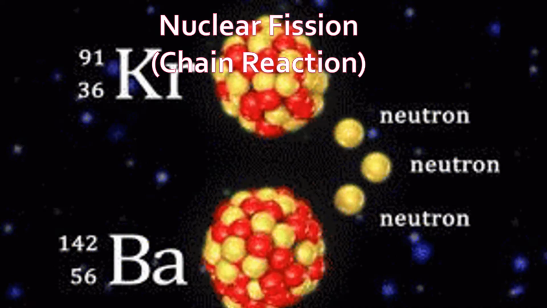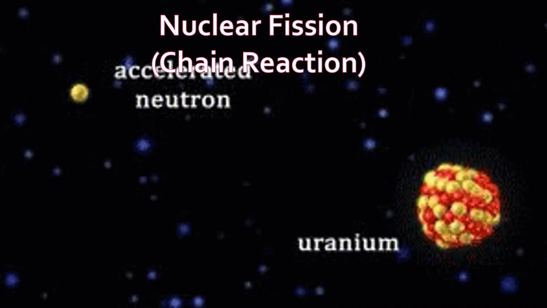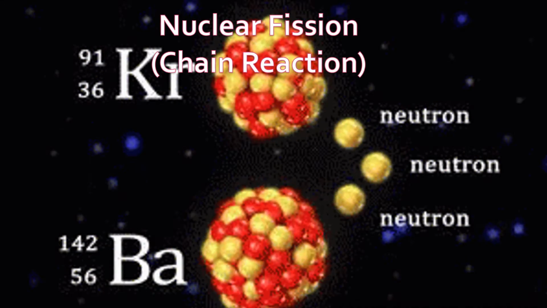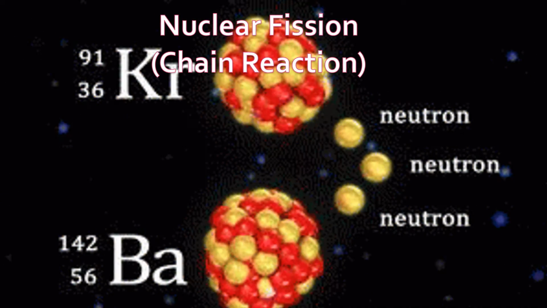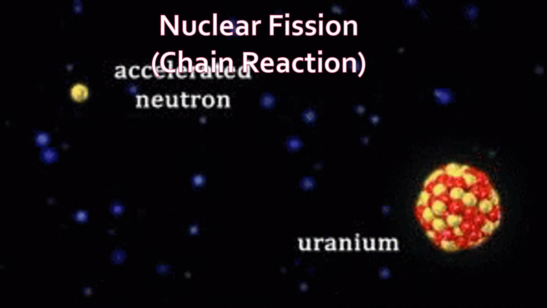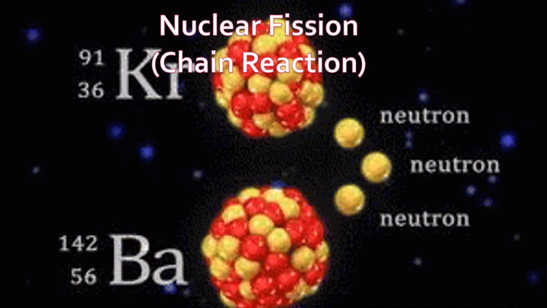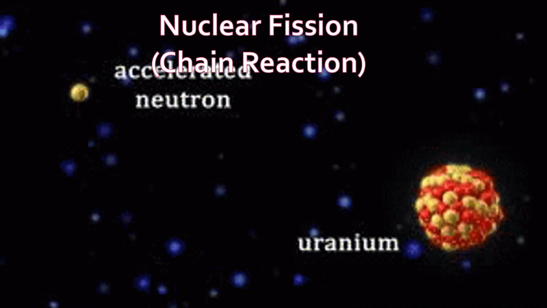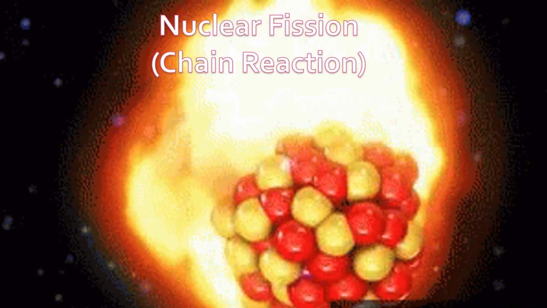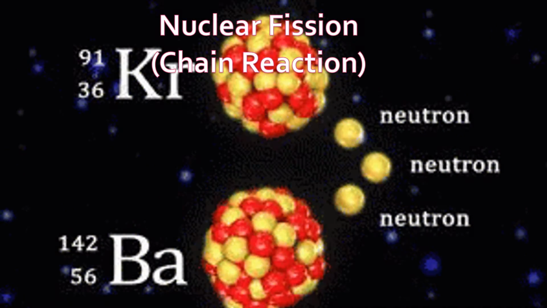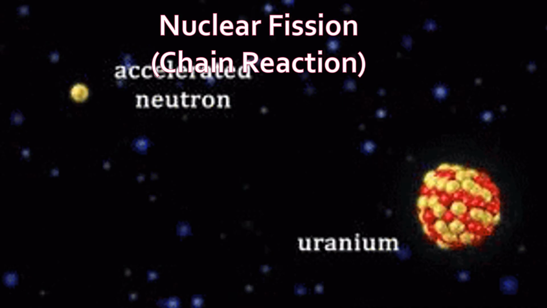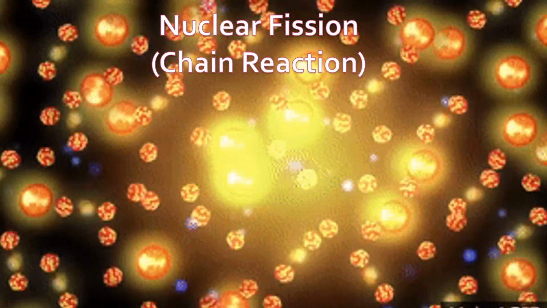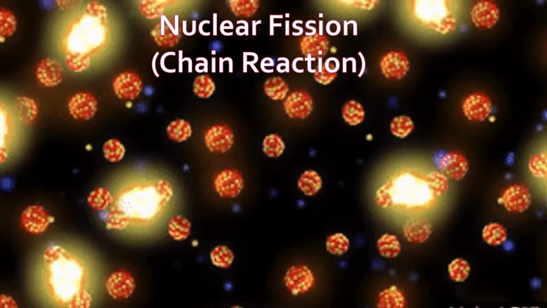And then this collision will produce three neutrons, where these three neutrons might hit another uranium atom, and then the same process will occur. The uranium will split into two and produce three neutrons, and this process will be repeated until all of the uranium atoms in the nuclear reactor have reacted.